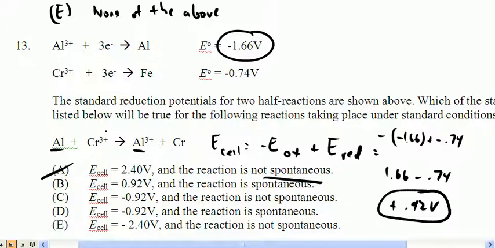So I'm going to get rid of these choices. The answer is going to be B, 0.92 volts, and the reaction is spontaneous. So you had to know two things. You had to know how to calculate the voltage. We flipped the one who was oxidized, and we had to understand that if it's a positive voltage, the reaction is spontaneous.